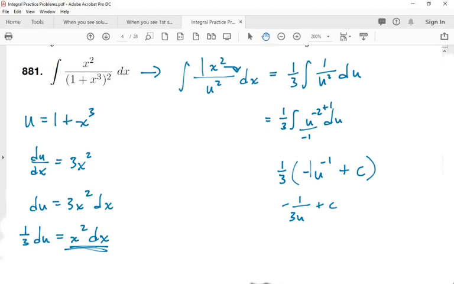But we have a u right there. Our beginning was an x. So what do we have to do to get rid of this u? We've got to plug back in what u equals. And so we have negative 1 over 1 plus x to the third, and there's a 3 multiplying to it. You can just put the 3 on the outside, or you can distribute it in. I'm being lazy right now, and I'm just going to leave it on the outside.